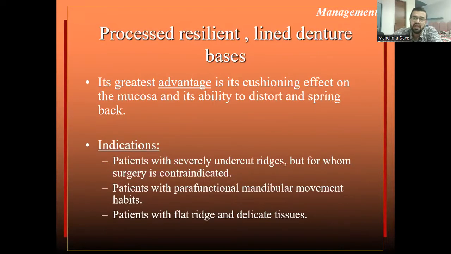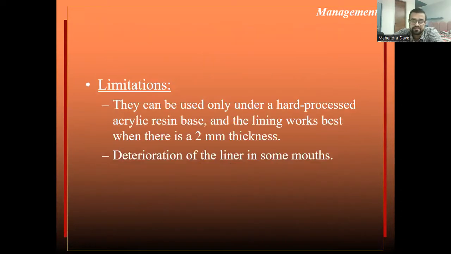Processed resilient liner denture bases. Its greatest advantage is its cushioning effect on the mucosa and its ability to distort and spring back. Indication. It is indicated in patients where severely undercut ridges are present but for whom surgery is contraindicated, patients with parafunctional mandibular movement habits, and patients with flat ridges and delicate tissue.